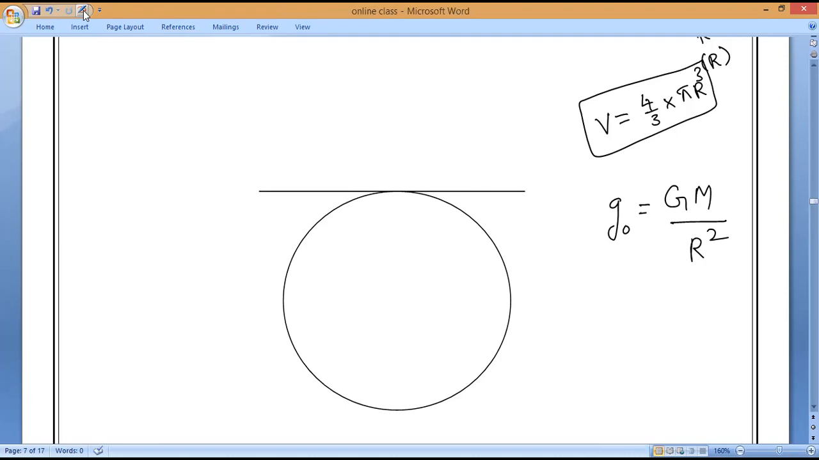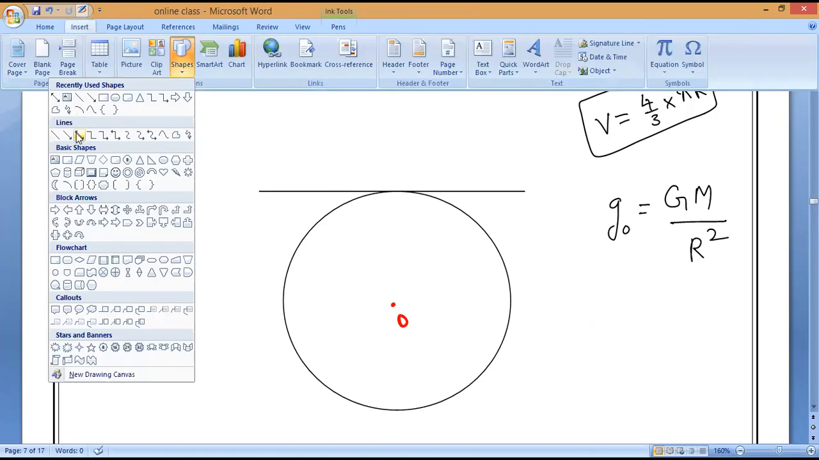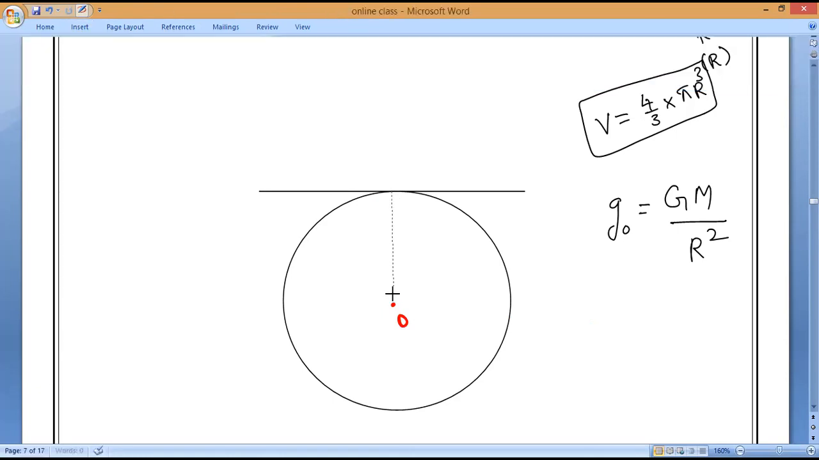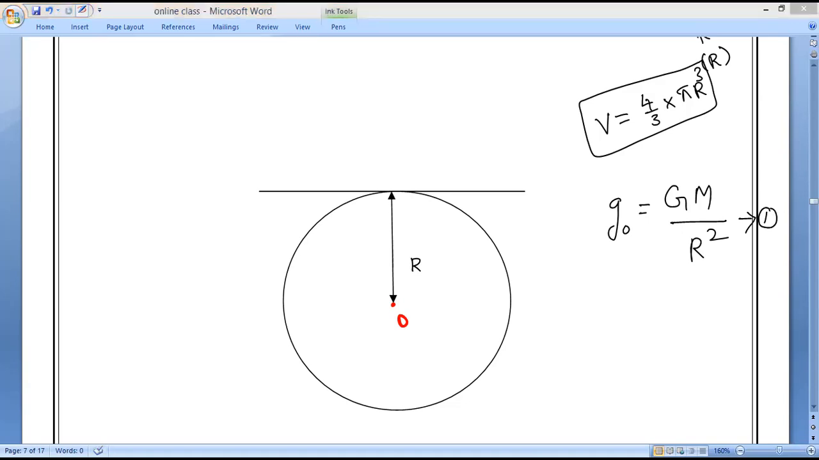Now, let me consider the center of the earth as O. What is the distance between the surface and the center of the earth? Radius, sir. Radius. Understand, everyone? Observe. Now, when it has the radius R, the g value is GM divided by R square. Let me take this as equation number 1.